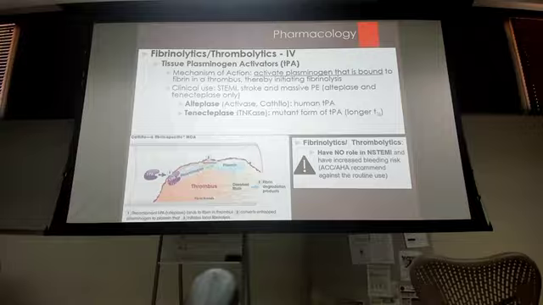Okay, do not use it in non-ST elevation MI. Bottom right, fibrinolytics, thrombolytics, non-STEMI, don't use it.